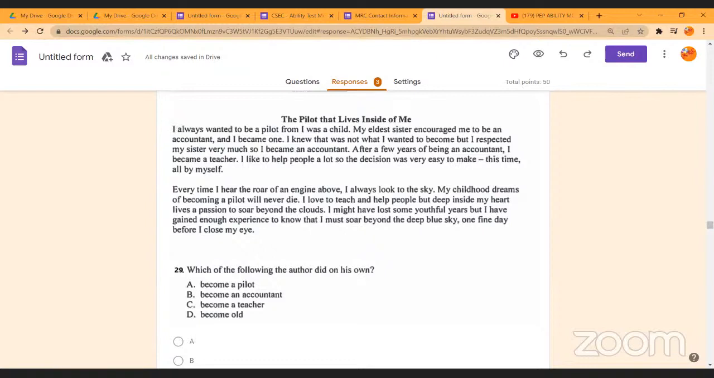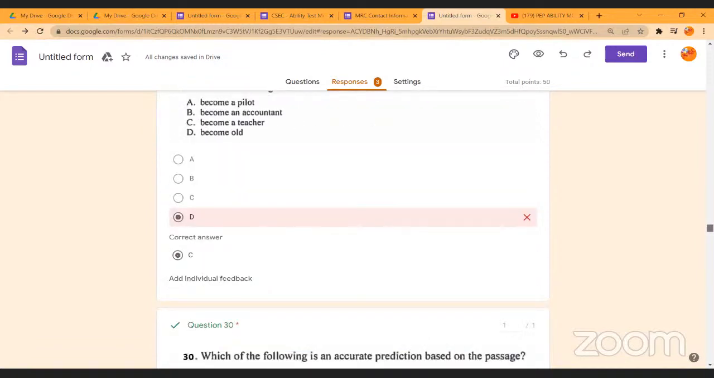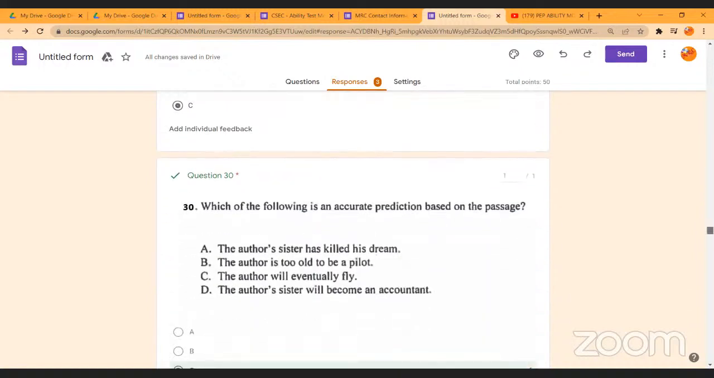So he became an accountant because his sister pushed him to say, yeah, be an accountant. He said, I like to help people a lot, so the decision was very easy to make. This time, all by myself. So which of the following did the author do on his own? Miss, became a teacher, miss. Became a teacher. All right, so let's look at the next one.